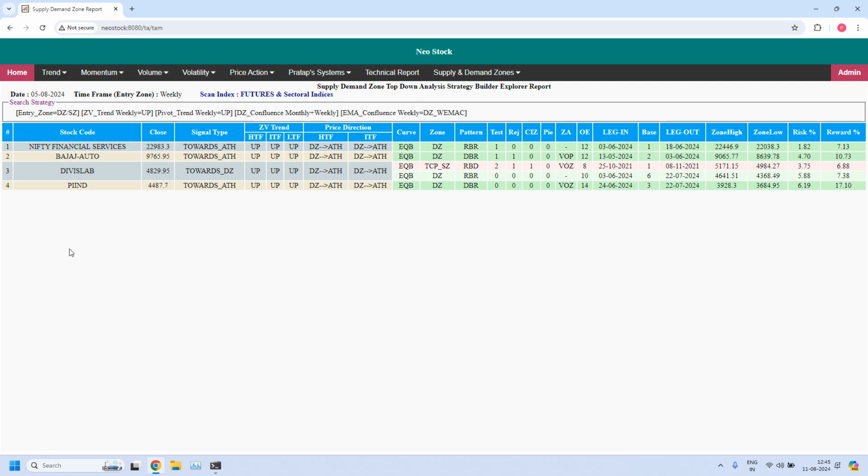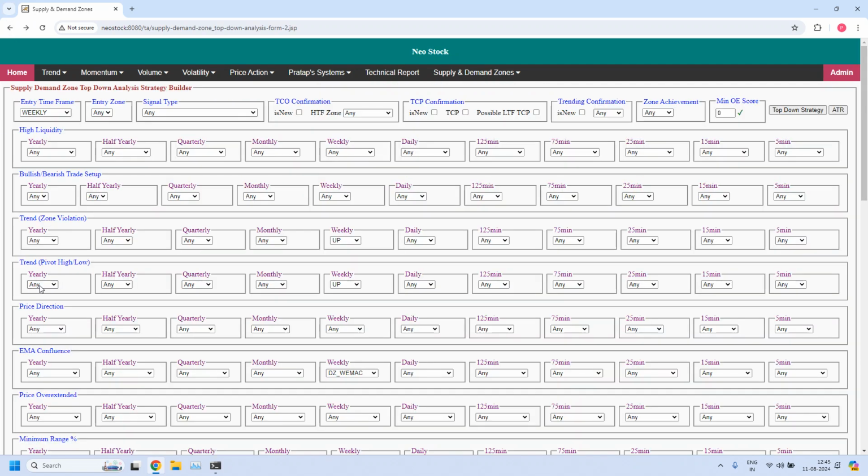This is the way you can understand. If you want to depend purely on zone violation, you don't want the swing high low trend but you want zone confluence. You want a weekly EMA confluence, purely based on supply demand zones, no other price action. If you feel like that, the pivot high low trend, that is nothing but the swing high low trend, can be any, we are ignoring this.